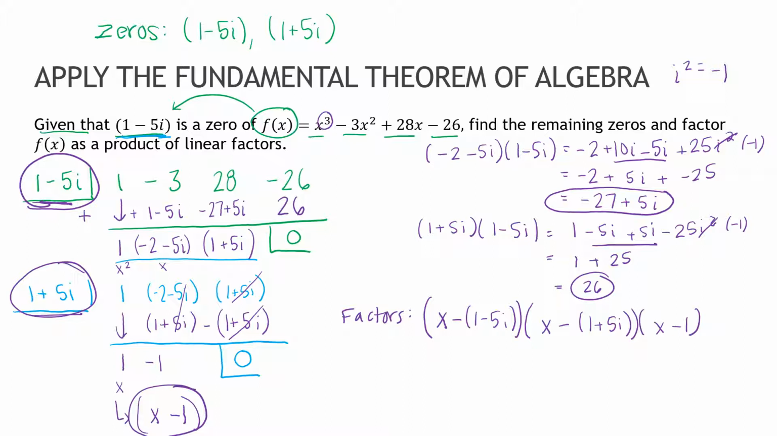What are my zeros? Well, I already had those first two zeros. What's the zero for x minus 1? Well, set x minus 1 equal to 0 and get 1. So my last answer is 1. So there are my zeros. Two of them are imaginary. The other one is obviously a rational number.